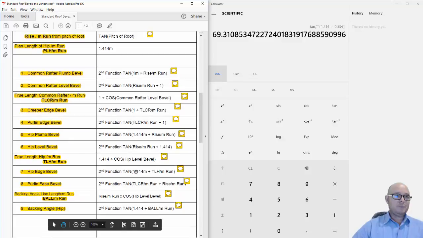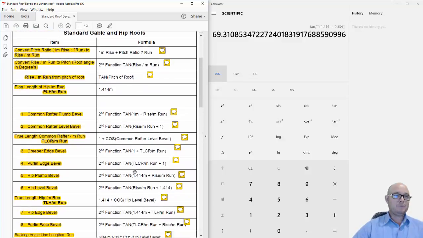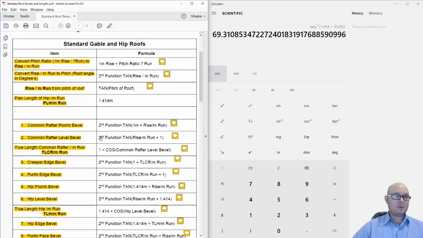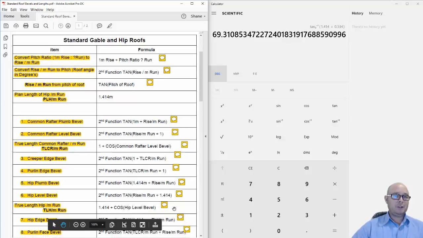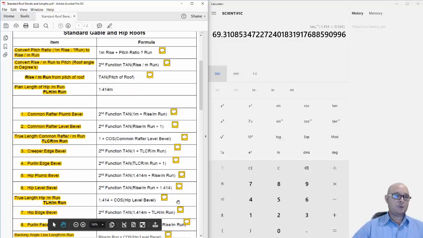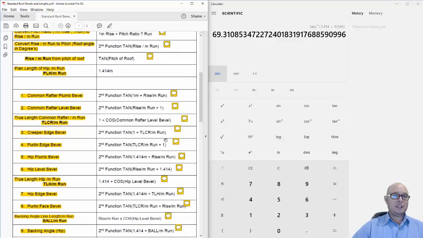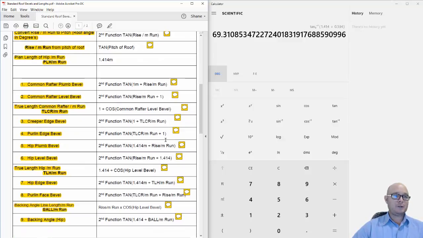So that's determined all the bevels for the roof, for a standard hip roof. And obviously, you'll be able to use some of these bevels just for a standard gable roof, for common rafter plumb bevel and common rafter level bevel is all you'll need. But for a hip roof, you'll need all the remaining bevels. And you've also determined your rise per metre run, plan length of hip per metre run, and also your true length of common rafter per metre run and true length of hip per metre run, which you'll use to determine the actual length of your hips and the actual length of your rafters and so on. So we'll refer back to those in the next video, which is determining all the lengths of the roof members.